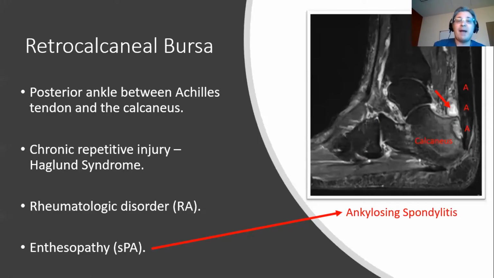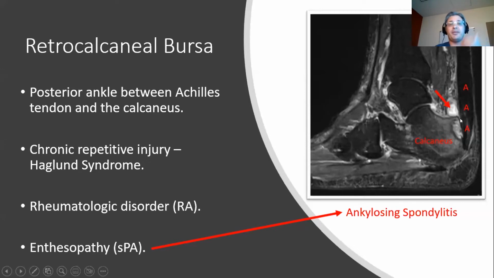And finally, to wrap up our lower extremity discussion, we're going to talk about the retrocalcaneal bursa. Where's the retrocalcaneal bursa located? Well, it's located in this little crevice between the Achilles tendon and the calcaneus, pointed to by our red arrow, with a small region of increased fluid signal in that area.